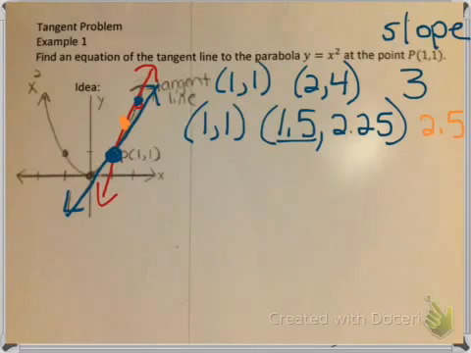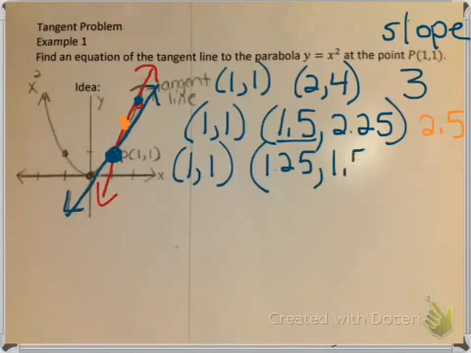If I continue to do this, I start with (1, 1) and bring my point even closer, let's say at 1.25, and the y value would be 1.5625. Now, if I take a different color, my point is the pink point. And if I connect the pink point and my point (1, 1) and find the slope of that new line, it is 2.25. Okay, so I'm just going to keep doing this.